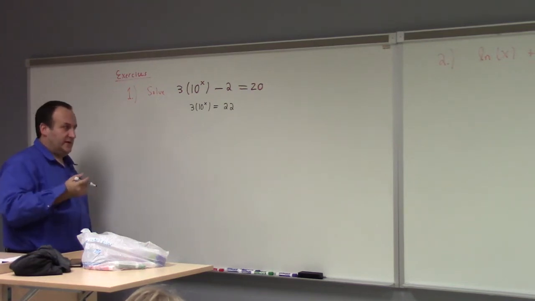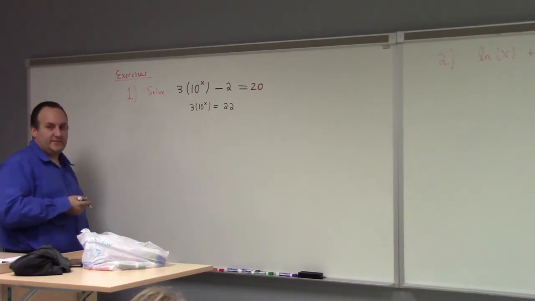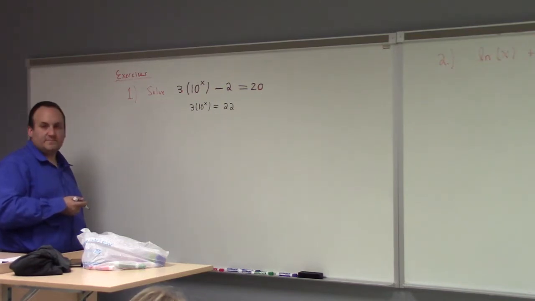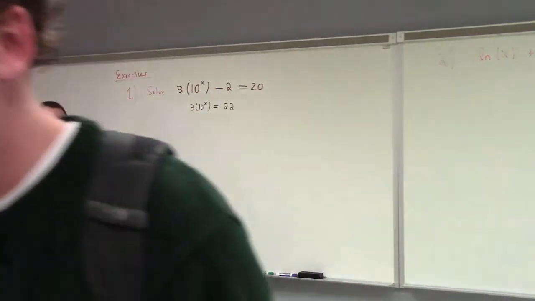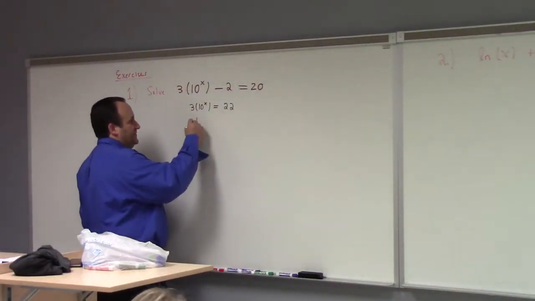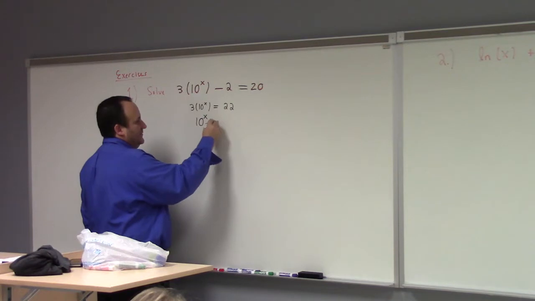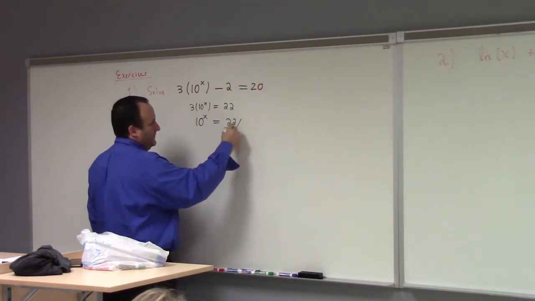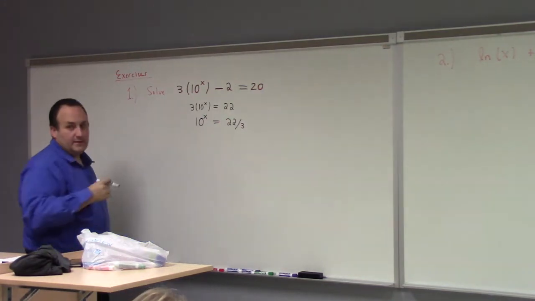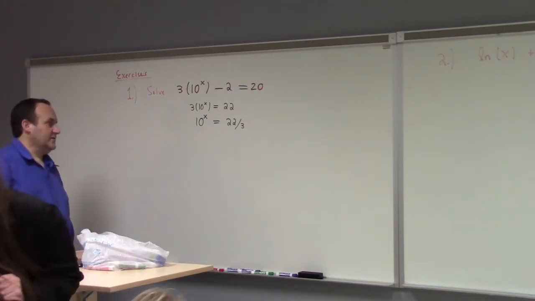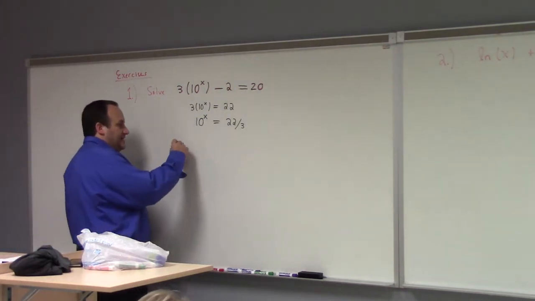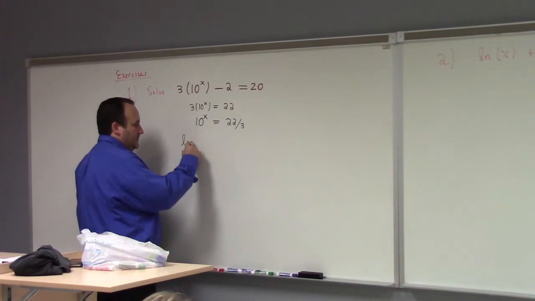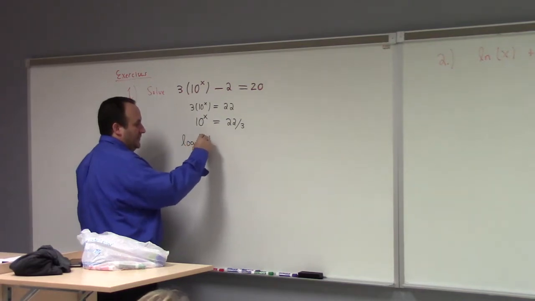So at this point, we can either divide by 3 or we can take the natural log. What do you guys want to do? Divide by 3. All right, sounds good. 10 to the x equals 22 divided by 3. Now we could use log base 10. We could use natural log. Let's do log base 10 here. So log base 10, which is the common log. We just write log.